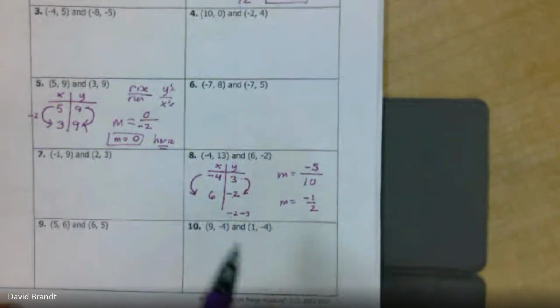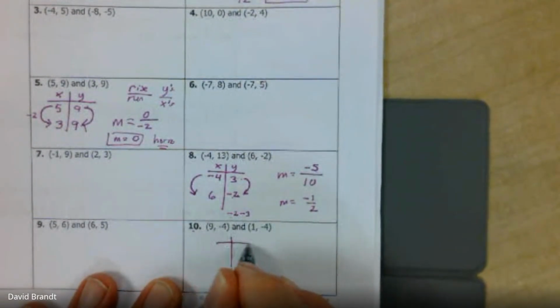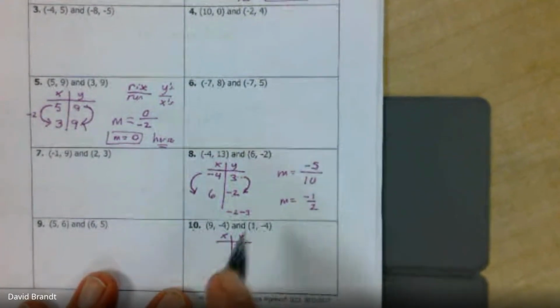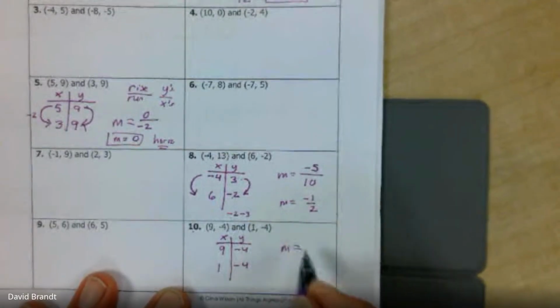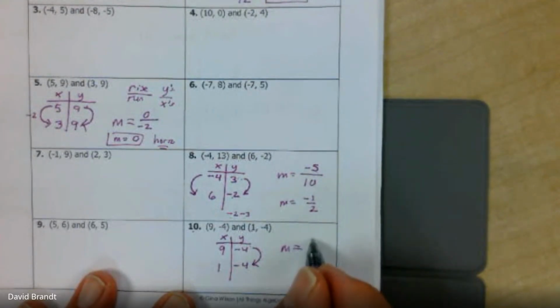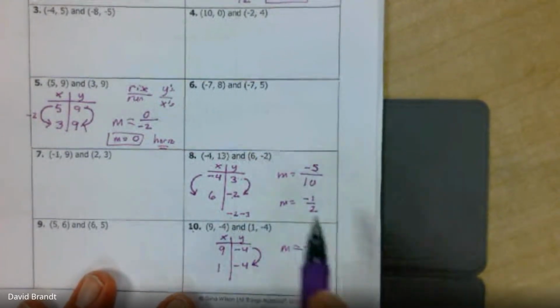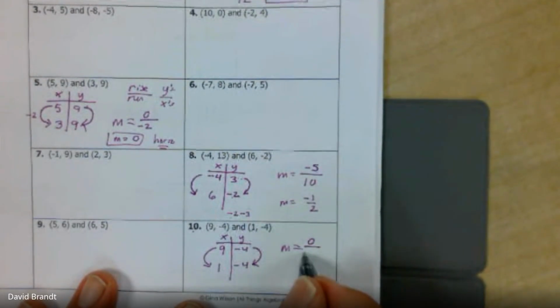I like using a table, so let's do number 10. All right, so number 10, I'm going to make my XY again. All right, I'll put the first point here, 9, negative 4. Put the second point here, 1, negative 4. Slope is rise first. How do you go from negative 4 to negative 4? Well, you don't go up any or down any. How do you go from 9 to 1? To get from 9 to 1, you would have to go down 8. So the slope is 0 over negative 8. That would reduce to 0.